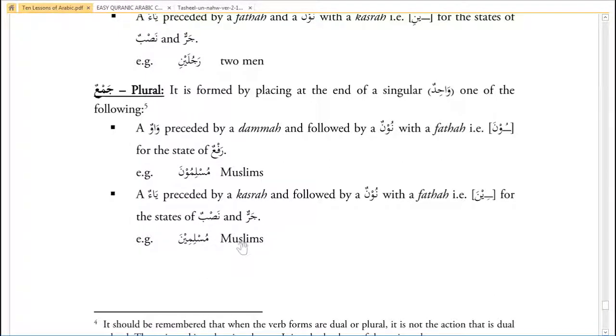Sometimes, you know, in Quran it comes muslimuna, sometimes it comes muslimina. You might be wondering why it is muslimuna and muslimina, kafiruna and kafirina, mu'minuna and mu'minina, munafiquna and munafiqina. The meaning is the same, but it's a different state, because in Arabic every state has its own form.